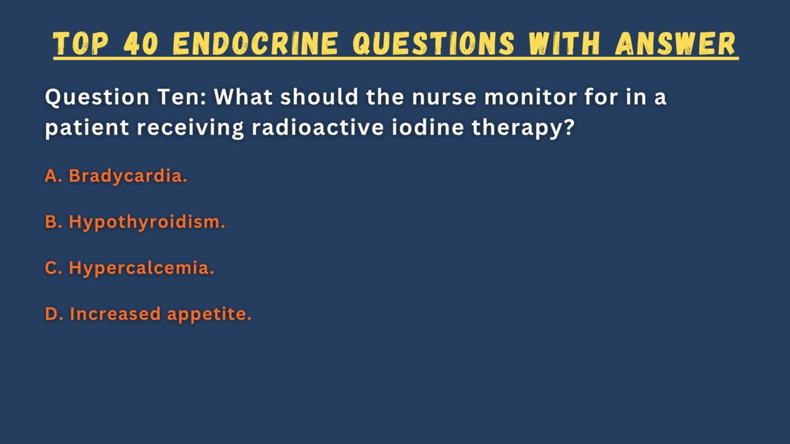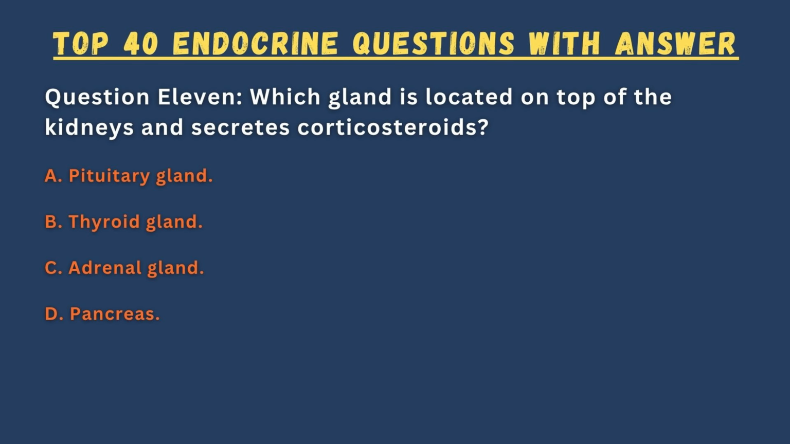Question 10. What should the nurse monitor for in a patient receiving radioactive iodine therapy? A. Bradycardia. B. Hypothyroidism. C. Hypercalcemia. D. Increased appetite. Answer. B. Hypothyroidism.